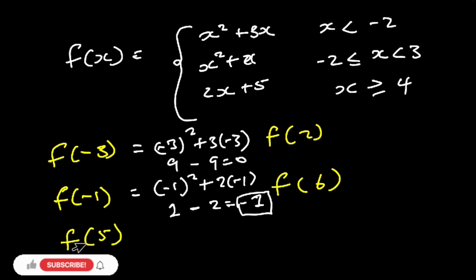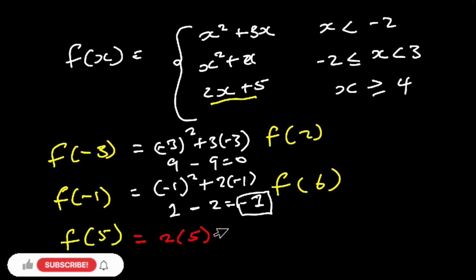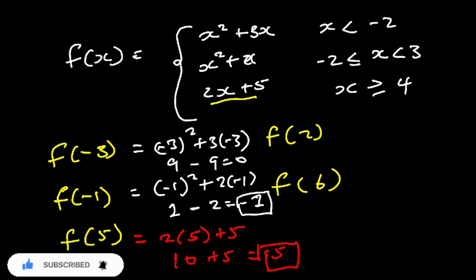So what about f of 5? Now 5 falls within this range. x is greater than or equal to 4. So we're going to be making use of this function here. So let's plug in 5 into this function. We have 2 multiplied by 5 plus 5. 2 times 5 is equal to 10, plus 5. 10 plus 5 is equal to 15. And then this is the answer to this question.